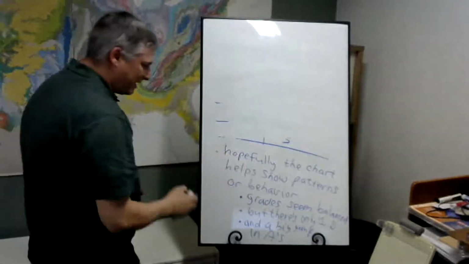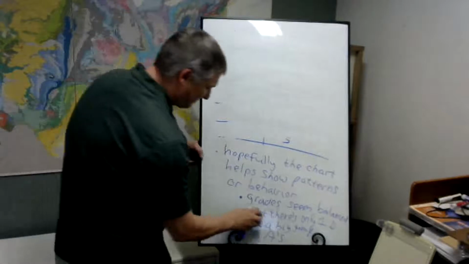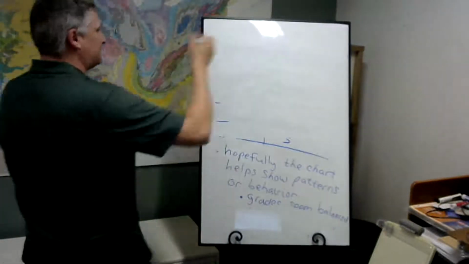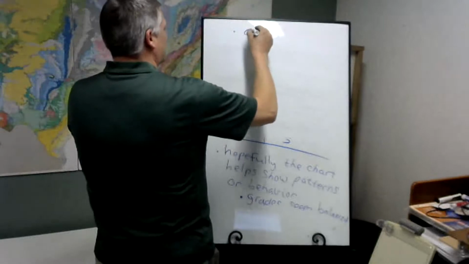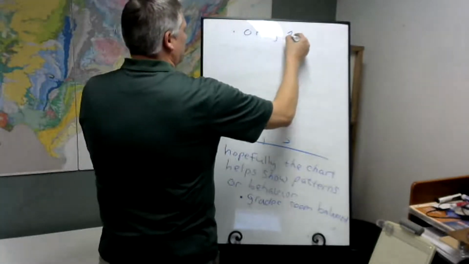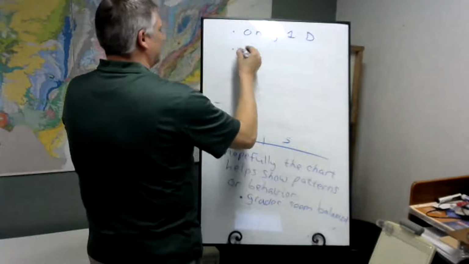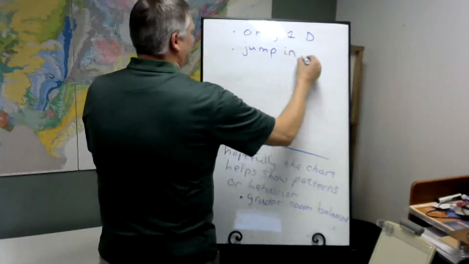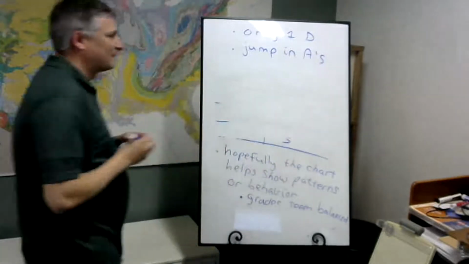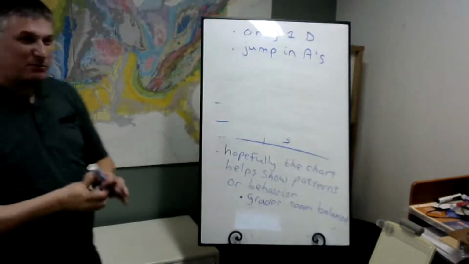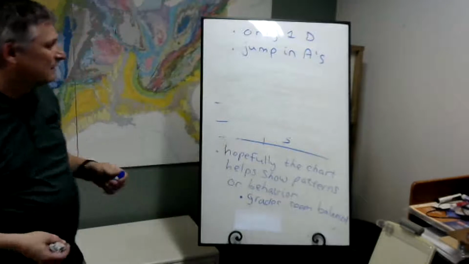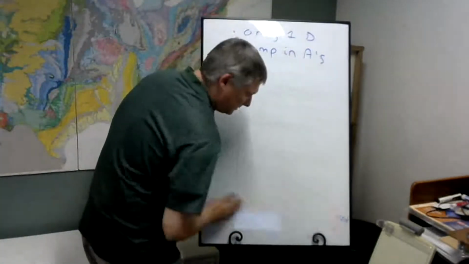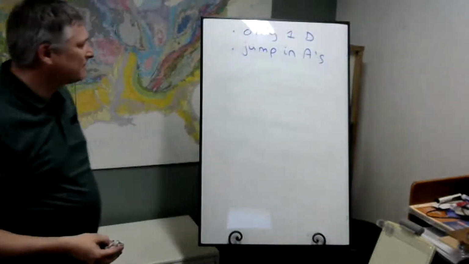So the grades seem balanced. There's only 1 D, and there's a jump in A's. So that's what the chart can give us. So again, it's hopefully more helpful than just a list of data.